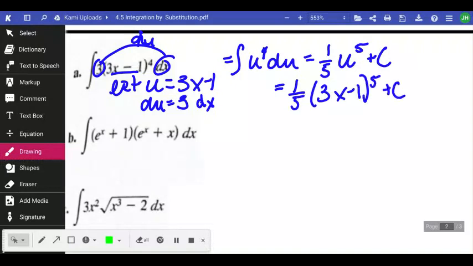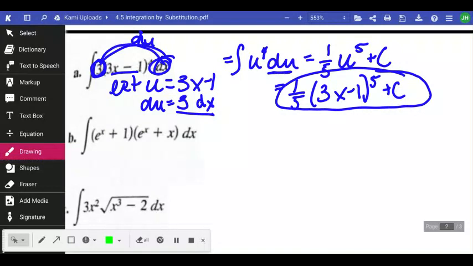Plus c. Very good. Whatever you do, don't forget that plus c. Where did we use the 3dx? We use the 3dx. See how I circled here the 3 and the dx? And that's equivalent to du. So when we plugged in this du here, that's where that happened. Okay, we don't really just plug it in for anything? No, we did substitution. So in place of 3dx, it became du.